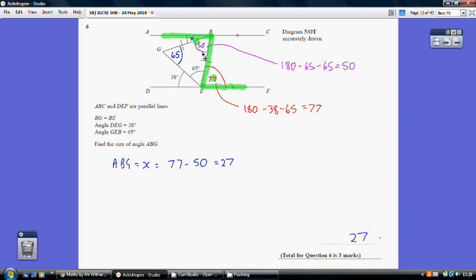So that's 50. Now, what do we know about the angle A to B to E, this whole of this angle here? Well, given that we've got two parallel lines here, we know that this angle here must be the same as the whole of the angle ABE. So whatever this is, ABE is as well, because alternate angles are equal. So how do we work out this angle here? Well, we know angles on a straight line add up to 180, so this must be 180, take away 38, take away 65, which is 77. So given that this is 77, so is the angle ABE. So if this whole angle here is 77, then our angle ABG, I've just labelled being X there, must be 77, take away this 50, which is 27 degrees.